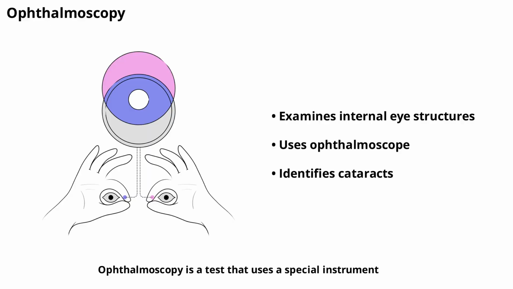Ophthalmoscopy is a test that uses a special instrument called an ophthalmoscope to examine the inside of the eye. The doctor looks through the pupil to assess the lens, retina, and optic nerve. This test helps identify cataracts and other eye conditions that may affect vision. Ophthalmoscopy is often performed after pupil dilation, providing a detailed view of the eye's internal structures. It's an essential part of the cataract evaluation process.